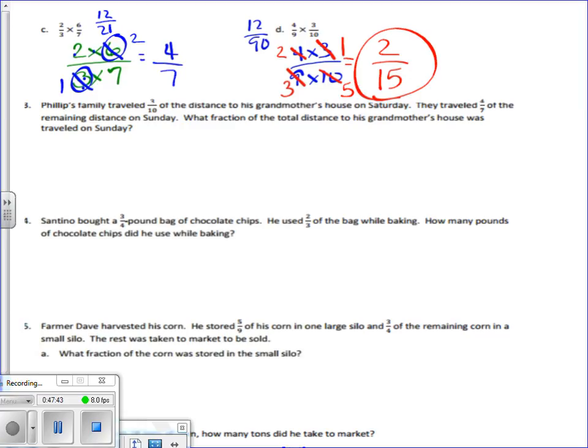Two 15ths. Now, if you didn't do the 4 and the 10, then you would have had 4 over 30, and then you would have had to simplify it by 2. So, I mean, that's fine. You may not have noticed the 4 and the 10, and that's okay. Okay.